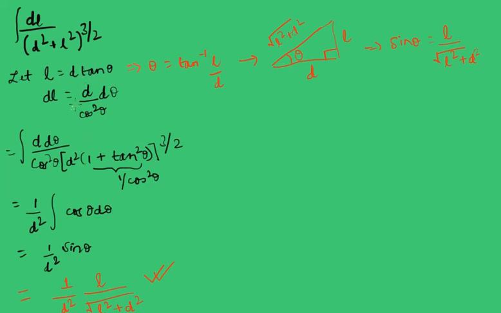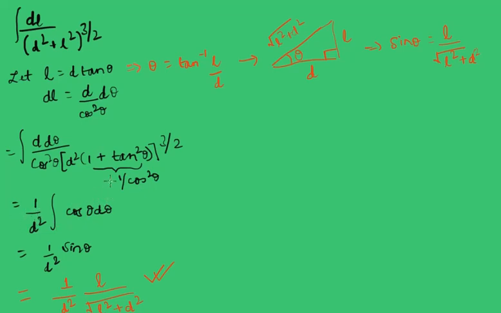Once you put this dl here, what will you have? For dl you will write d theta by cos square theta, and then you will put L equal to d tan theta here. Once you put that, you will get this expression, right? Now you will take d square common, so you will have 1 plus tan square theta whole to the power 3 by 2. Now 1 plus tan square theta is 1 by cos square theta, right? Once you put this, you will ultimately have this expression: 1 by d square into cos theta d theta.